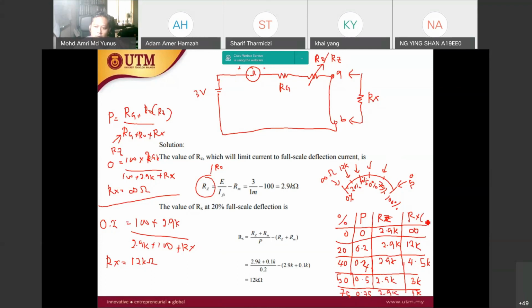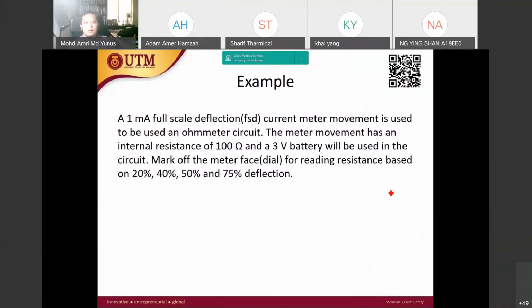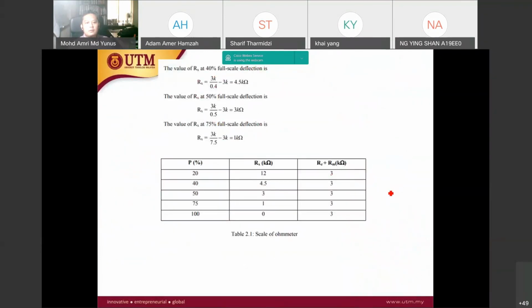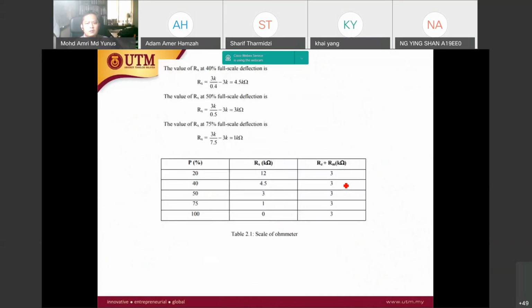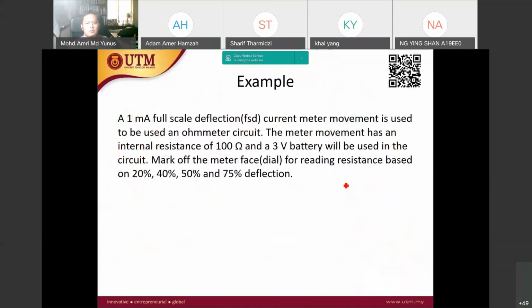So that's the answer. You can see this is the answer. You verify it.